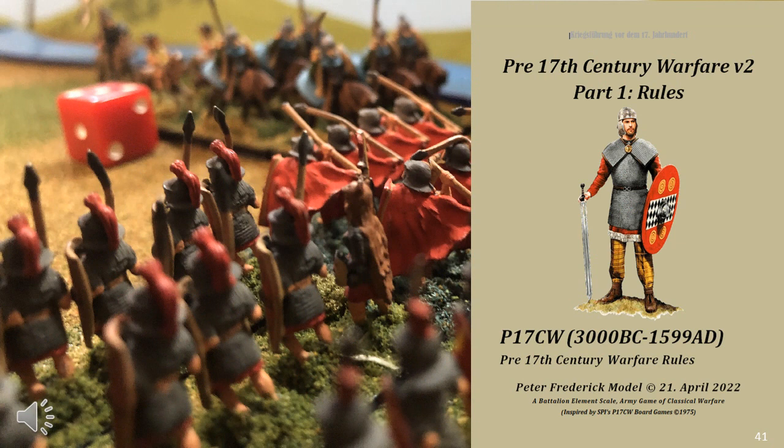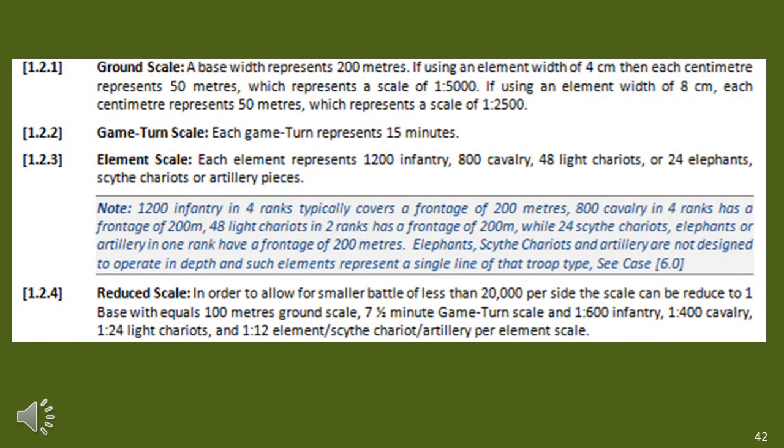The final period that I want to cover is Ancients, or to be more accurate, from 3000 BC to 1599 AD. This is once again a figure game version of the SPI pre-Stags board game. These rules also support a wide range of scales, as the battles could vary from 100,000 men per side to 5,000 men per side. The standard scale being used is 1 to 5,000, and this covers most battles, but for smaller conflicts the scale can be easily reduced to 1 in 2,500.